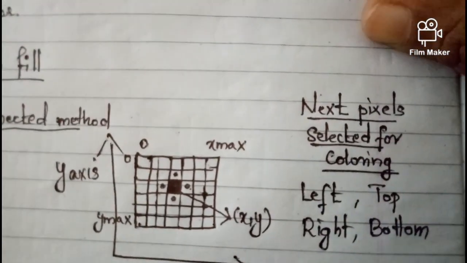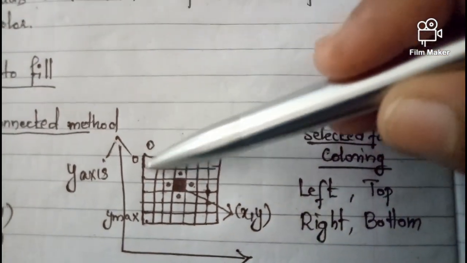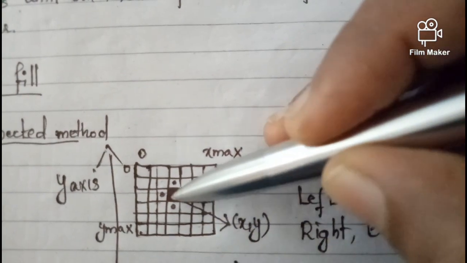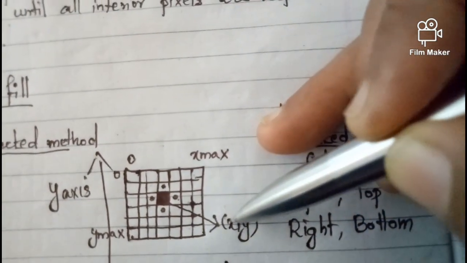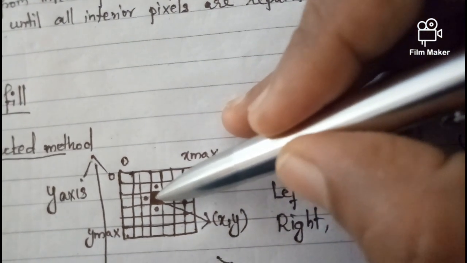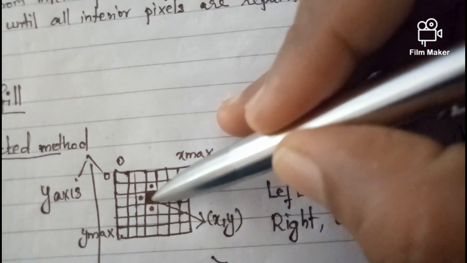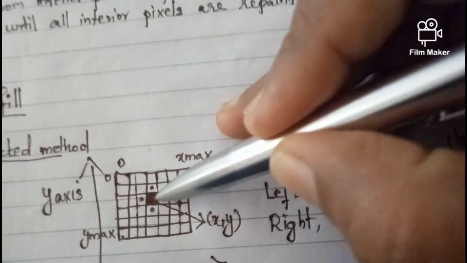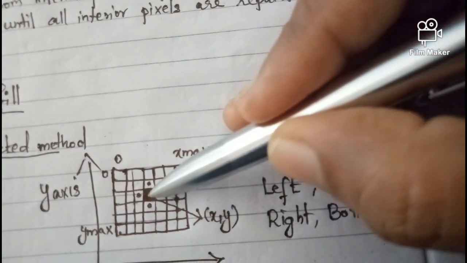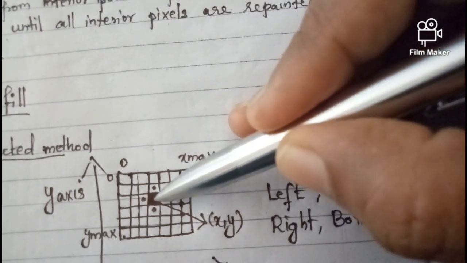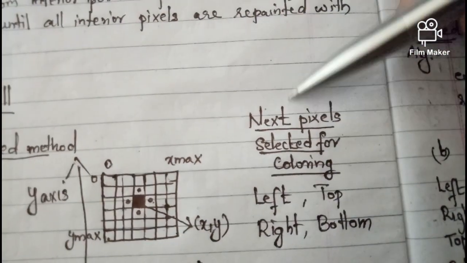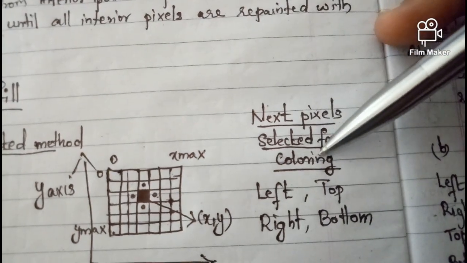Let's have a closer look at this figure. Let this be our closed region, and this be our selected pixel represented by x, y. This is the selected pixel. Whichever may be the algorithm, whether it is the boundary fill algorithm or the flood fill algorithm, in both these algorithms we have to select a center pixel x, y. After selecting a pixel, after coloring this pixel, we have to select the next pixel. So how can we select the next pixels for coloring?